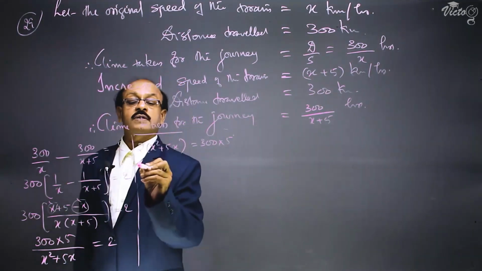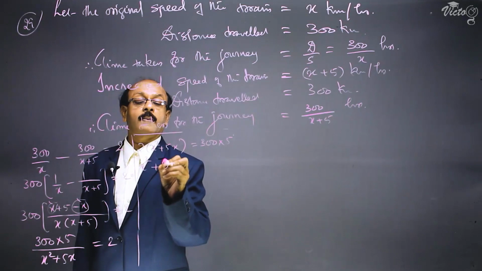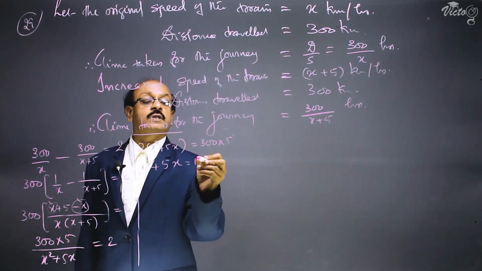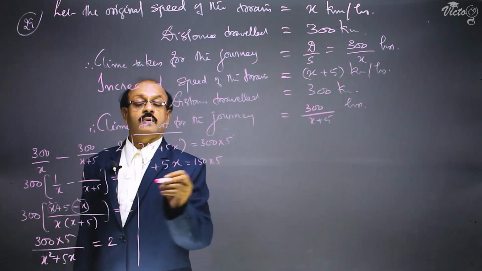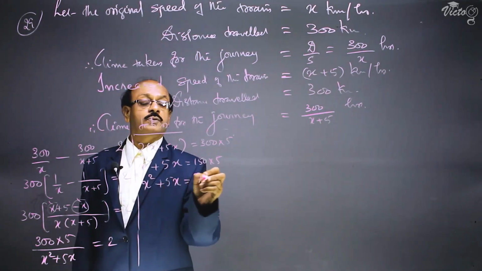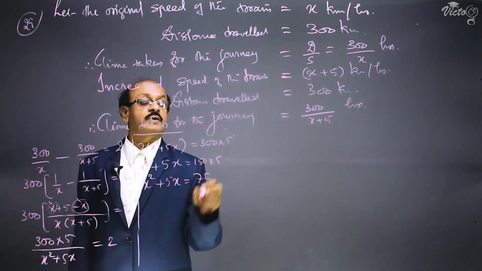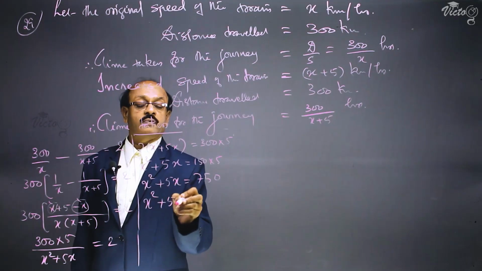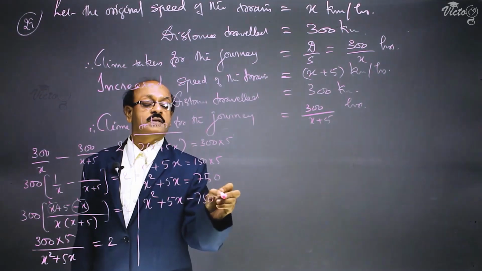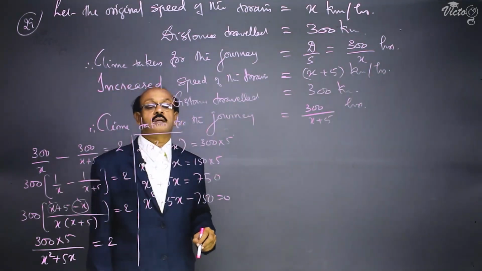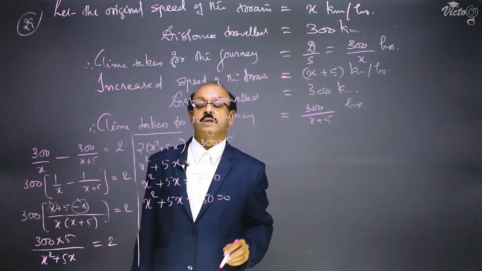Therefore, x square plus 5x is equal to 300 by 2, which is equal to 150 into 5. x square plus 5x is equal to 750. x square plus 5x minus 750 is equal to 0. We are taking 750 to the left side of the equal sign.